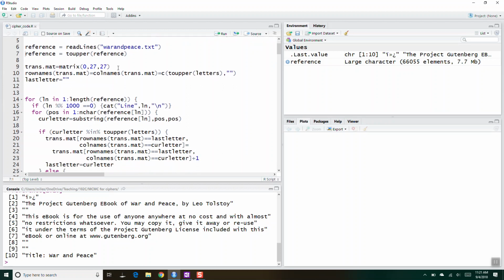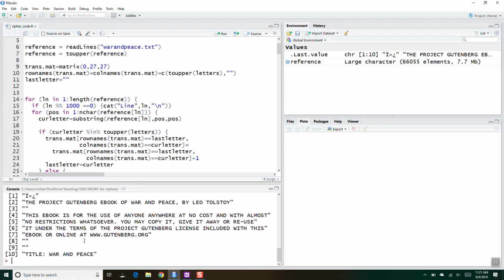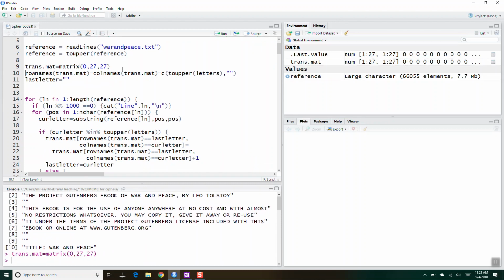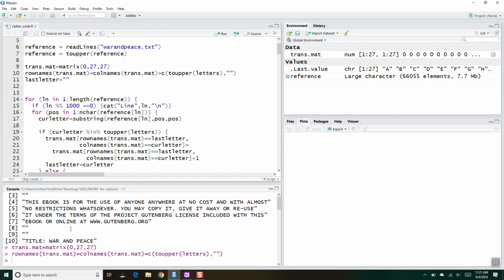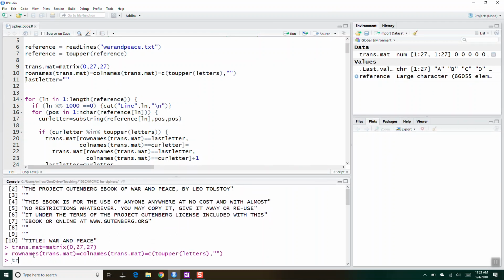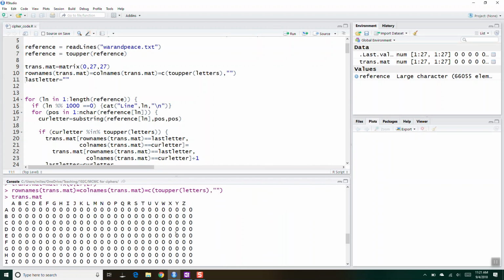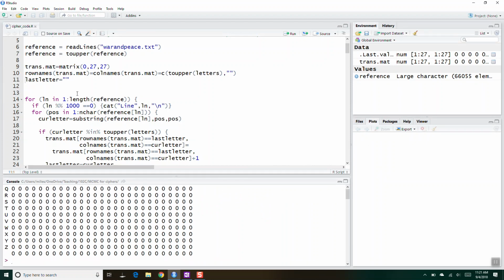And then what we're going to do is I'm going to just run this in toupper, okay? And so now it's all caps. That's fine. And then we set up our 27 by 27 transition matrix. Okay, we can see that set up right here. And then we're going to give the transition matrix some letter names. So I can look at the transition matrix. All right, so it's 27 by 27. Right now everything has zeros, and it goes A through Z plus space, and A through Z and space, okay?